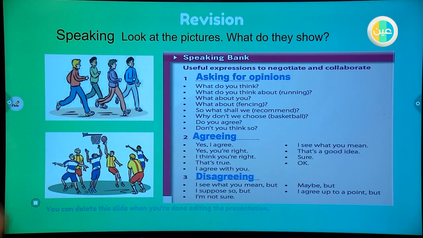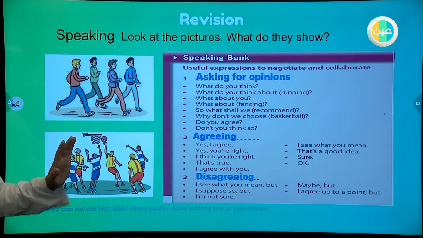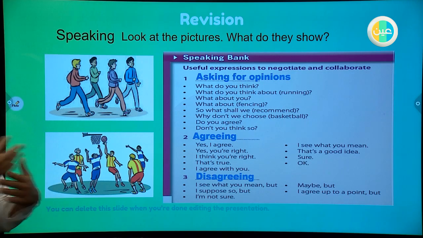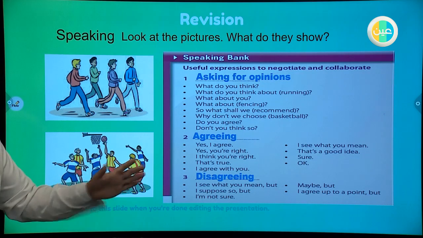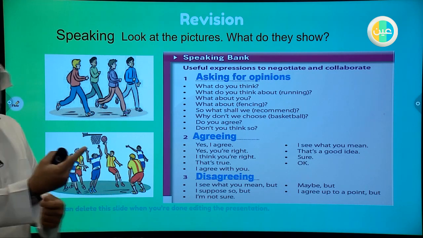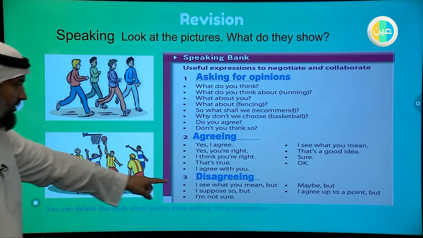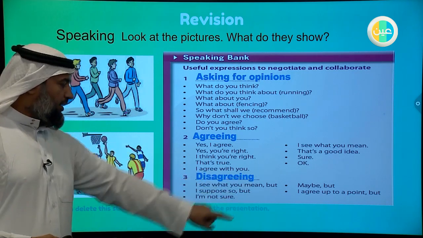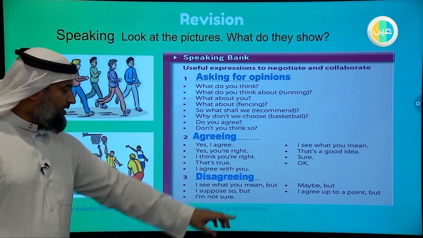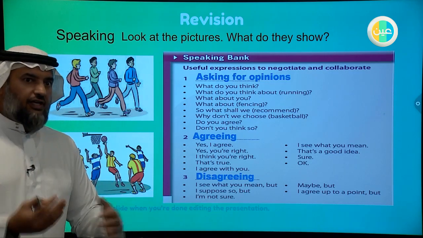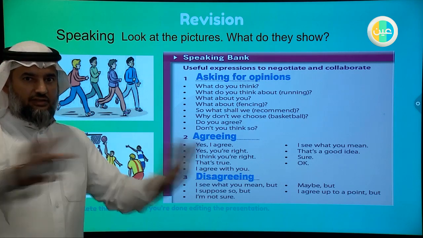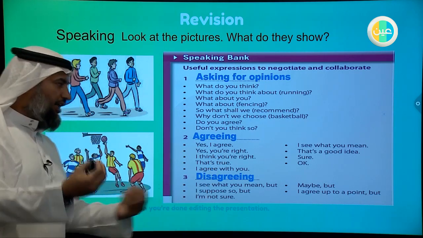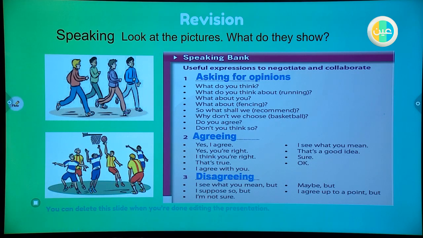Now, the last thing is disagreeing. Disagreeing means you don't like what he said. But when you disagree, you have to be polite, mu'addab. You don't say, no, I don't like it. You just say, yeah, I see your point, but, like this. I see what you mean, but; I suppose so, but; I'm not sure. Then you try to say your opinion. Don't try to shut someone up. Just give him time and then he'll agree. Okay? These are the things that we took last time.